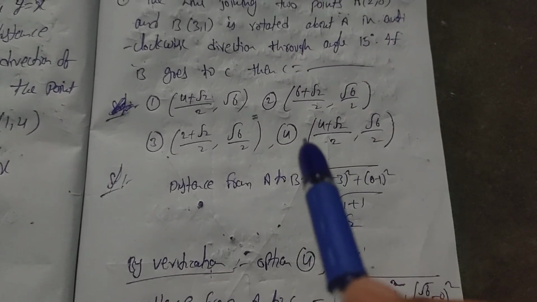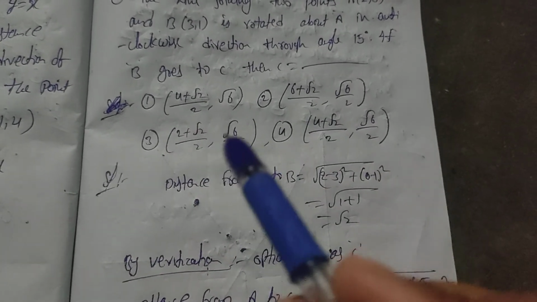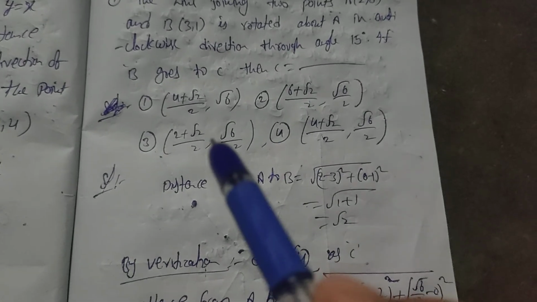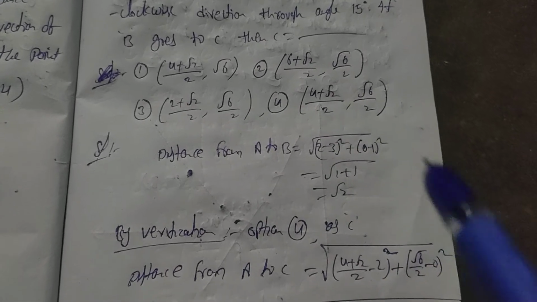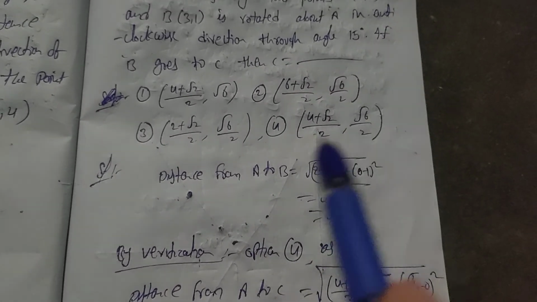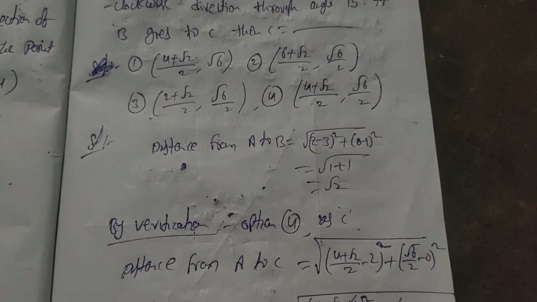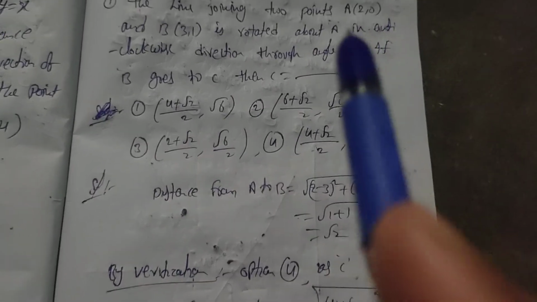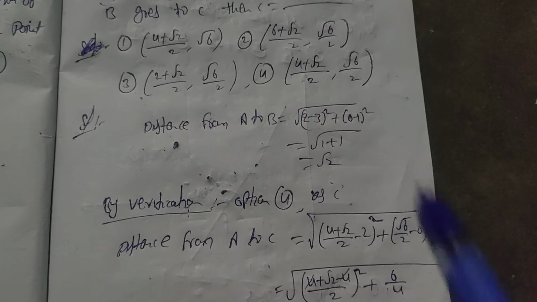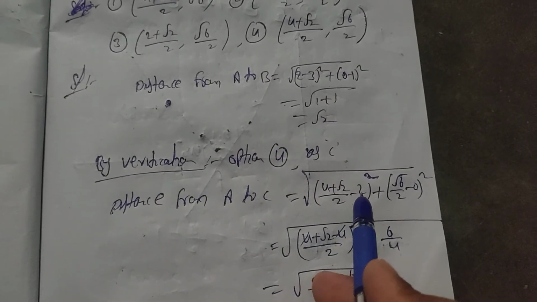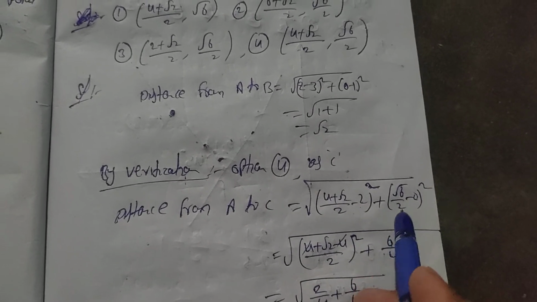So I already told you that I verified the fourth option. If you want, you can verify all three other options too; those three options won't give the same root 2 length. Okay, so go for (4 plus root 2)/2 comma root 6/2 as the point C. So A to C, where A is 2 comma 0, is root over ((4 plus root 2)/2 minus 2) whole square plus (root 6/2 minus 0) whole square. So 2 twos are 4, so ((4 plus root 2 minus 4)/2) whole square plus (root 6/2) whole square.